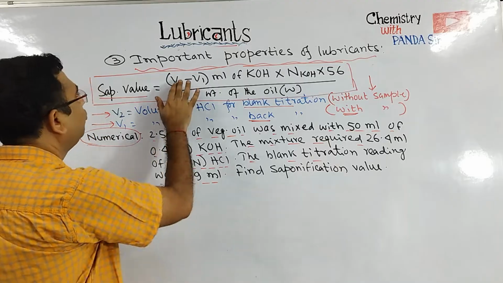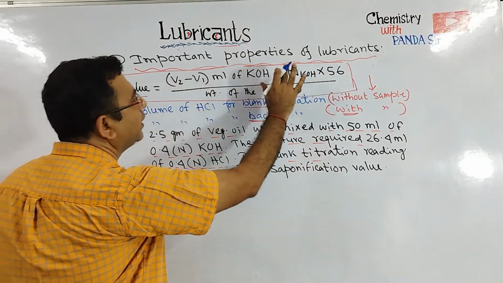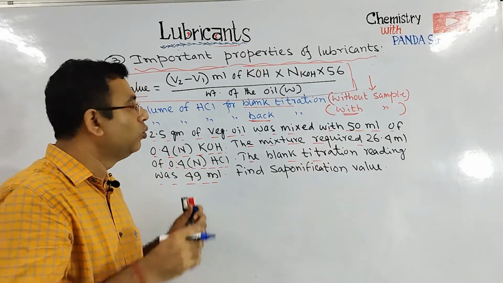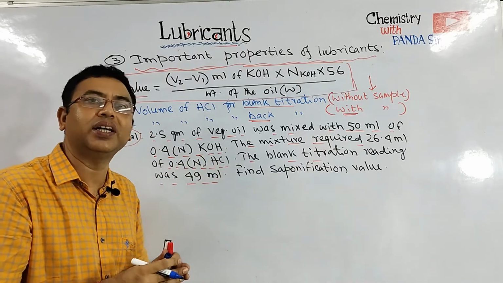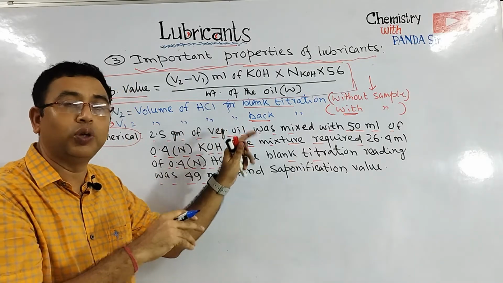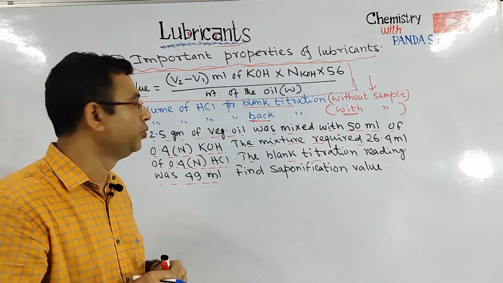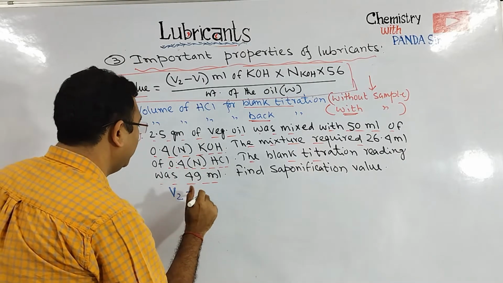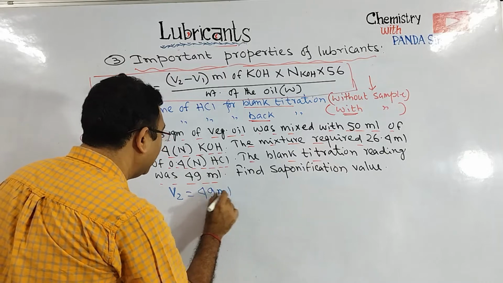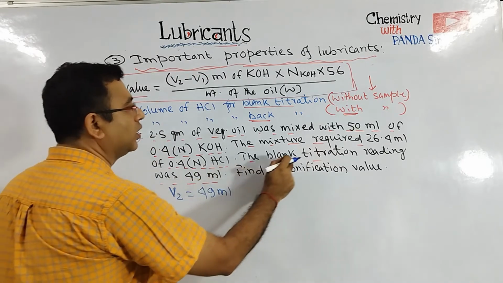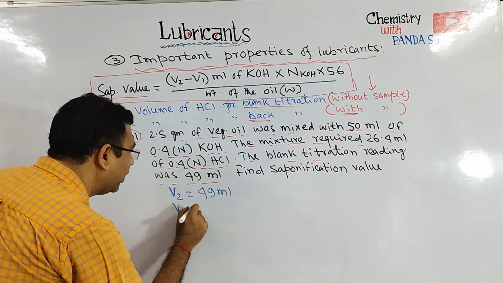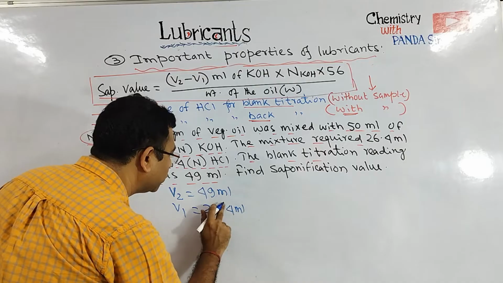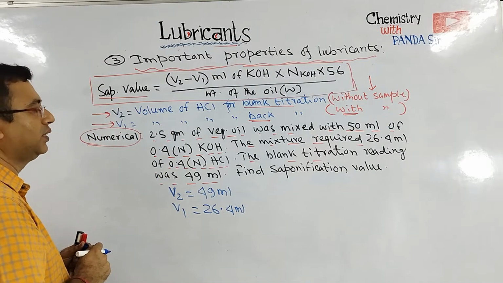So let's start with V2. Because I have already written the equation, I am not writing it again. But I request all of you, when you are doing this kind of numerical in the exam, you have to write the equation and then put the values. V2 is 49 ml, because this is the reading for the blank titration, clearly written. V1 is 26.4 ml, which is given.